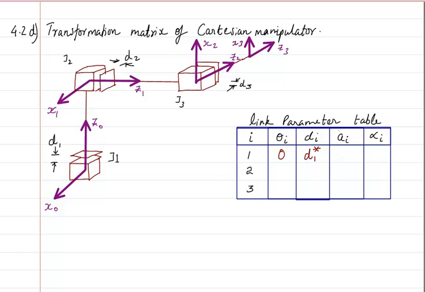Next, a1 is the distance to be moved so that x1 and x0 overlap. Here, once I have already done the second step, it's already overlapped, so this will be 0. Next, how much I have to turn using x1 as the axis of rotation so that z0 overlaps with z1, that is alpha 1. So alpha 1, here you can see directly that I have to move in clockwise direction 90 degrees, so I will write this as minus 90 degrees.